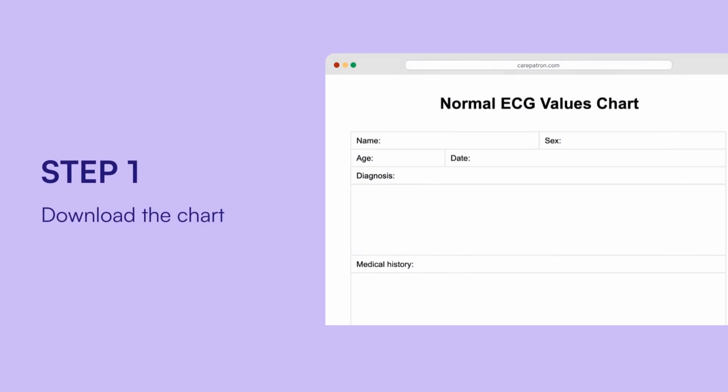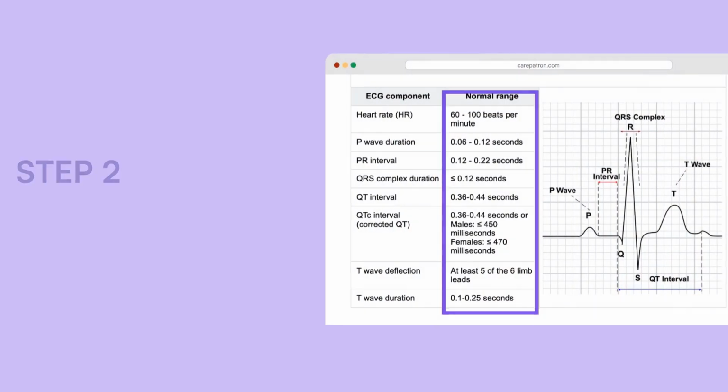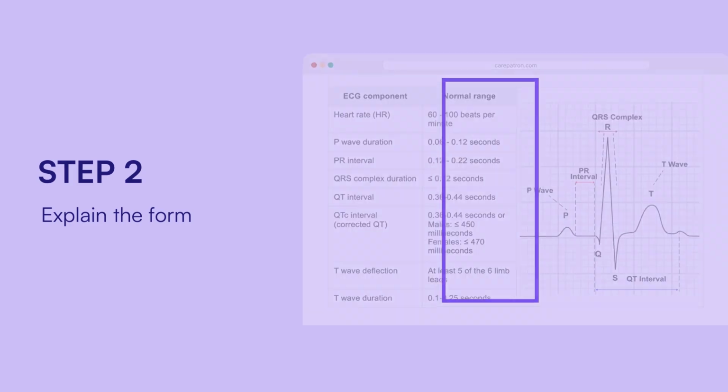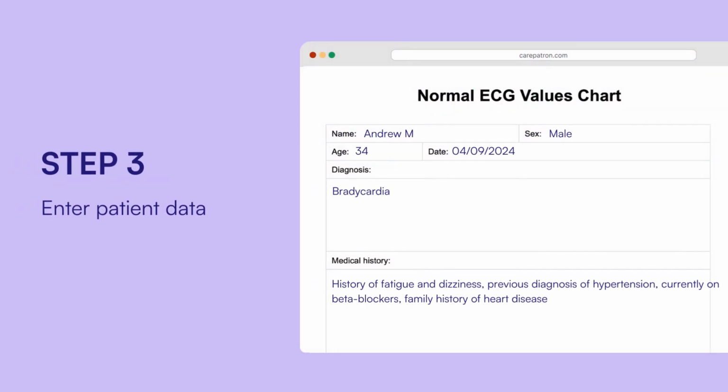Download the chart. Start by downloading the chart from our resource library, which you can find linked in the description below. Explain the form. When you share the chart with your patient, explain how it works. Point out the sections that show ECG readings and their normal ranges. Enter patient data. Fill in the patient's information including age, gender, and any relevant medical details.